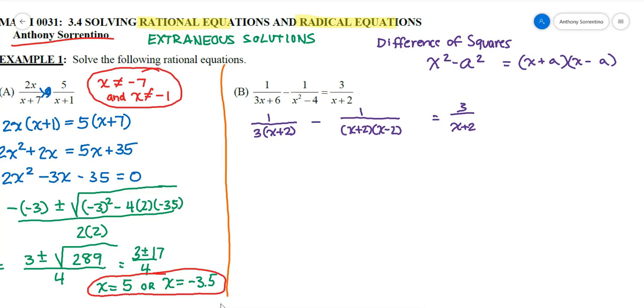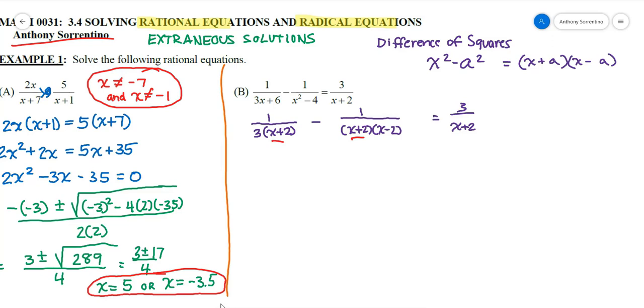For me to get the left-hand side to be something I can make into a single fraction, I'm going to need to be able to carry through that subtraction. For me to carry through the subtraction, I need a common denominator. So when I look at this, both denominators have an x plus 2 in common. I can see that. However, the one has an x minus 2, while the other one doesn't. The other one has a constant of 3 being multiplied, while the first one doesn't.